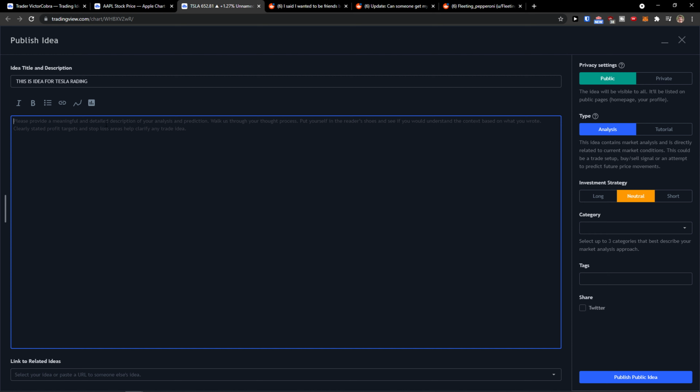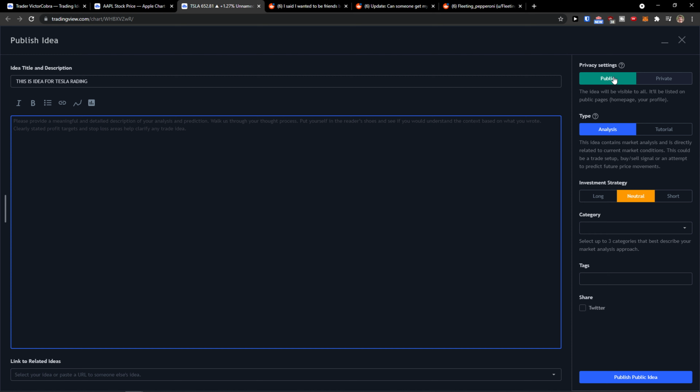Please provide a meaningful and detailed description of your analysis and prediction. Walk us through your thought process, put yourself in the reader's shoes, and see if you would understand the context based on what you wrote. Clearly stated profit targets and stop loss areas help clarify any trading ideas.